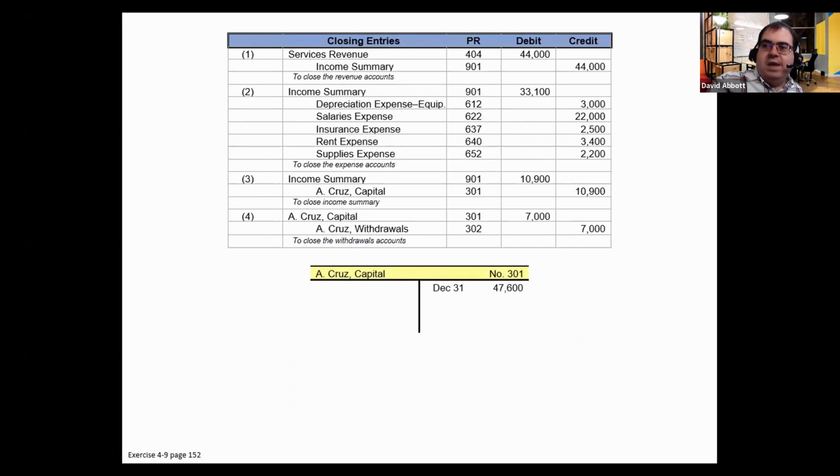And so you see here again the entries. PR is the account number, and then you see here again the debits and the credits. So you have A Cruise Capital, December 31st for the prior year was 47,600. Then we have the net income of 10,900, and then you have $7,000, which was what was withdrawn from the account. So then you have a balance of 51,500.